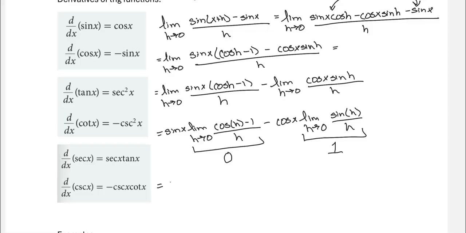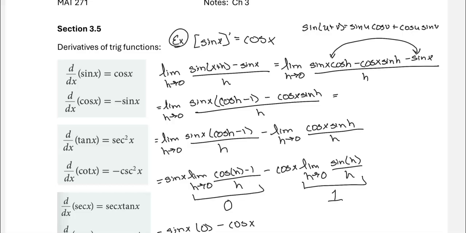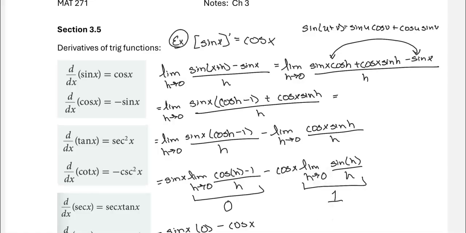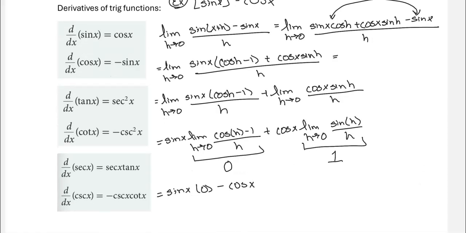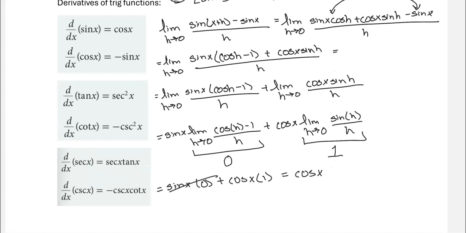So what we're going to have here is sine of x times 0 minus cosine of x. Oh, hold on a minute. Why do I have a minus there? I think I have messed up. This is a plus, so this should be a plus, which means this would be a plus. Let me correct my signs here. Sorry about that. And then now I have cosine of x times 1, which is just going to give me cosine of x. So we just showed that the derivative of sine is equal to cosine.